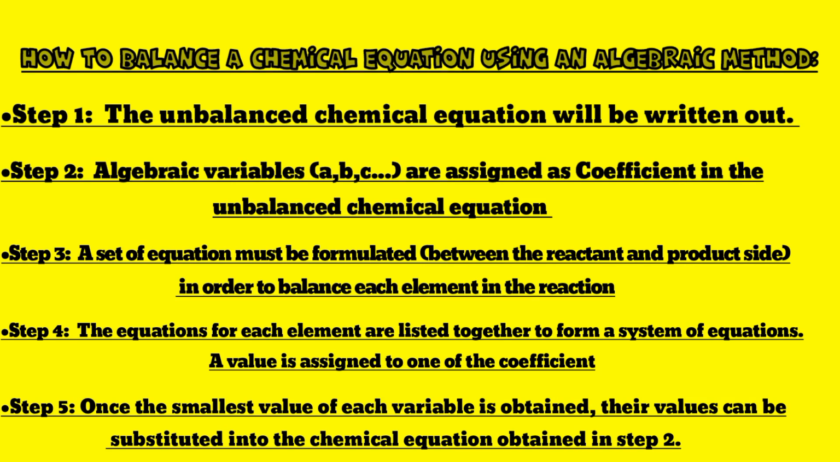Good day everyone. Today I'll be showing you how you can balance a chemical equation using an algebraic method. Step 1 is that you are going to write out the unbalanced chemical equation. Step 2 is that you are going to represent the coefficient of the reactant and the product by an algebraic alphabet, which can be A, B or C.